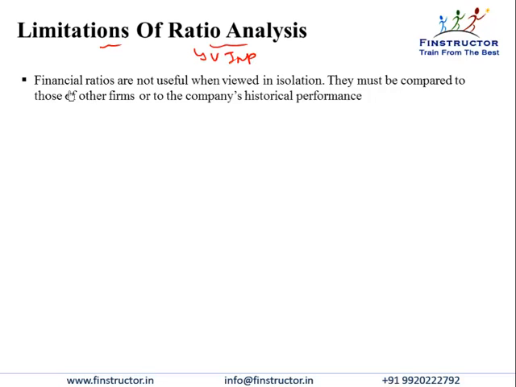First of all, financial ratios are not useful when viewed in isolation. So they must be compared either to other firms or to the industry or to the company's own performance in history. So for example, if a company has a debt equity ratio of 2 times, before we conclude whether this ratio is high or low or in line, we must calculate the ratio for other companies in the industry, for the industry as a whole, and then see.